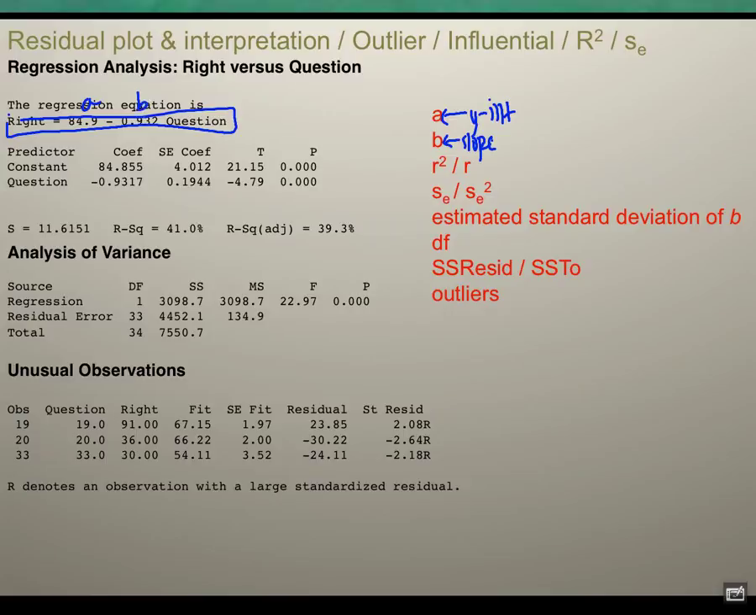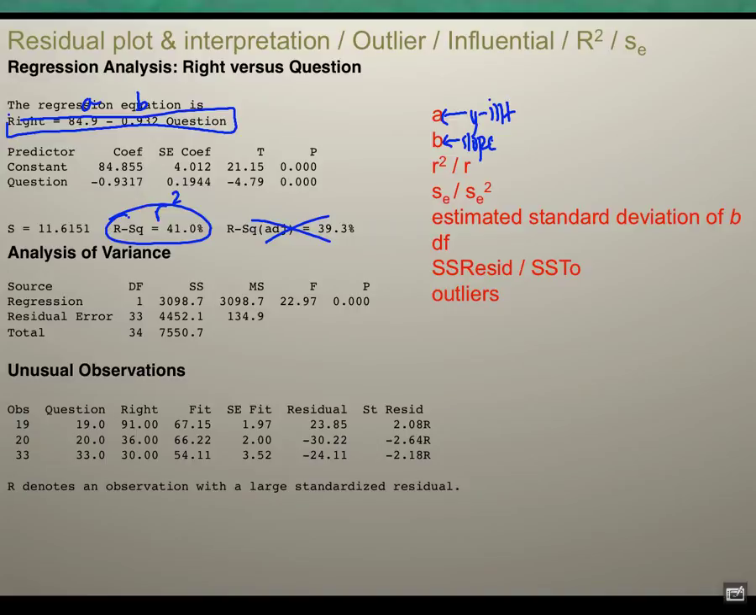R and R squared. What does R squared stand for? Coefficient of determination. R squared is your coefficient of determination. Now they give you two R squareds: R squared and R squared adjusted. R squared adjusted you're never going to use. You're always going to use this R squared.